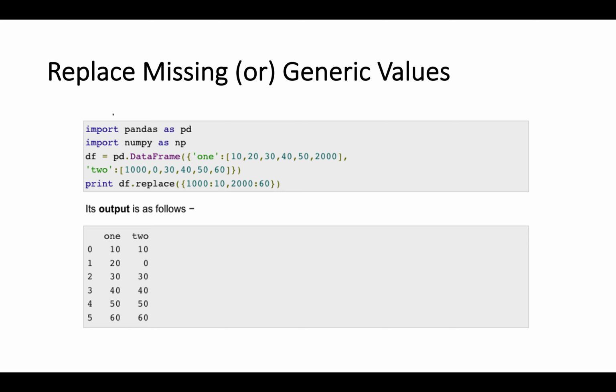Replace missing or generic values. Many times we have to replace a generic value with some value. We can do this by applying the replace method. Replace NA with a scalar value is equivalent behavior of using the fillna function. So here is using the replace function and the result.